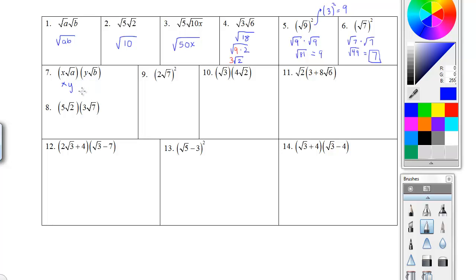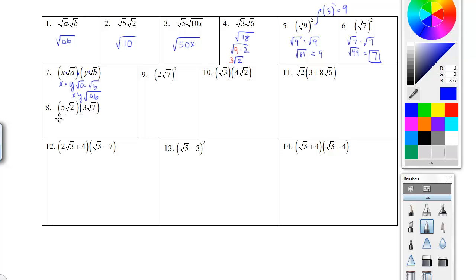Let me explain that a different way too. This is x times root a, and this is y times root b, and all of these things are just multiplying each other. So you could reorder the multiplying and just say, oh well, that's x times y times root a times root b, and x times y is just xy, and you already learned from up above that root a times root b can just be root ab.